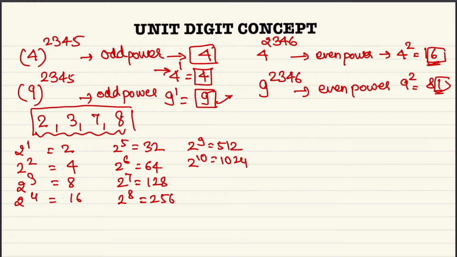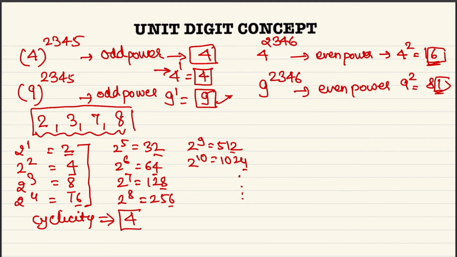Now you see that after every 4 steps, these 4 digits 2, 4, 8, 6 are repeating. If I write further, we find that 2486 are repeating. So after every 4 steps these digits are repeat, it means it follows a cycle of 4, which is called cyclicity, and the cyclicity for 2, 3, 7, 8 is 4.